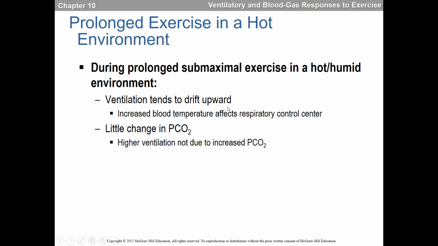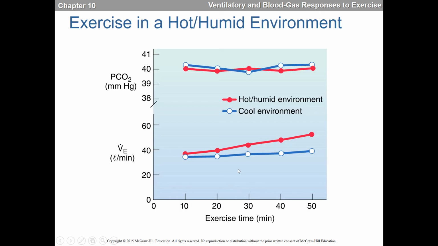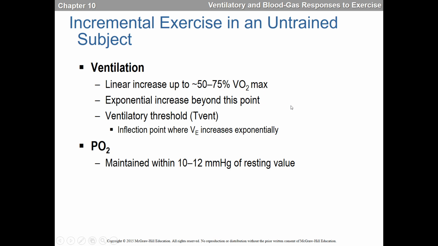Now, in exercise in hot environments, ventilation tends to drift upward, kind of like cardiac drift, what we talked about in the last lecture, and there's really little change in CO2. So kind of this is what's happening here. Ventilation is going to end up going up, whereas CO2 is really not going to be moving around too much.